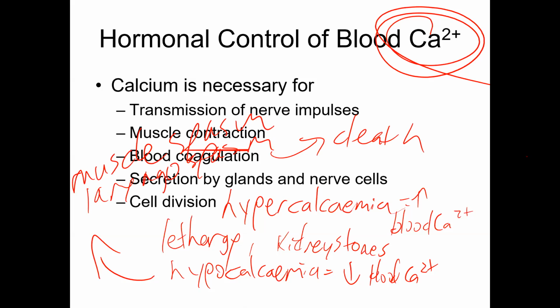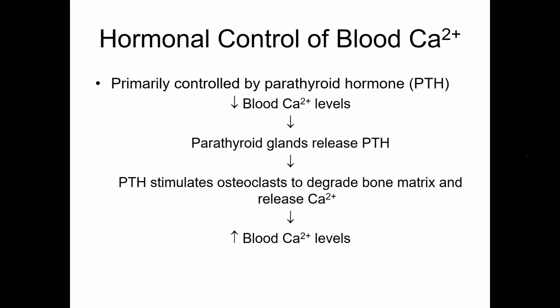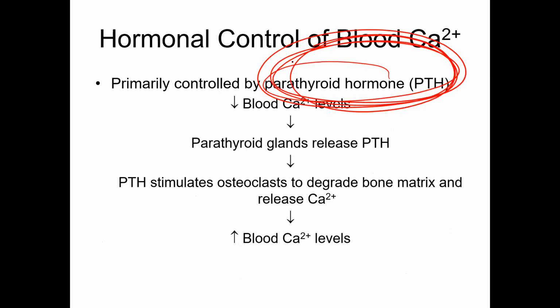So, too much calcium in the blood, you're super tired. Too little calcium in the blood, you're super dead. As such, the hormones that we have here to control blood calcium are just there to make sure that your calcium levels don't go too low. The major hormone is parathyroid hormone. Parathyroid hormone's job is to raise your blood calcium.